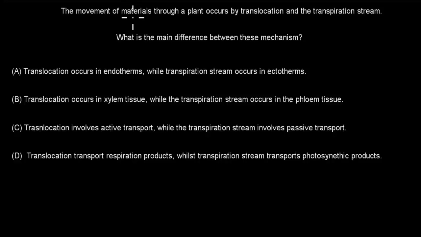The next one is, the movement of materials through a plant occurs by translocation and the transpiration stream. What is the main difference between these mechanisms? A, translocation occurs in endotherms, whilst the transpiration stream occurs in ectotherms. B, translocation occurs in xylem tissue, whilst the transpiration stream occurs in the phloem tissue. C, translocation involves active transport, while the transpiration stream involves passive transport. D, translocation transports respiration products, while the transpiration stream transports photosynthetic products. Pause the video and attempt the question.